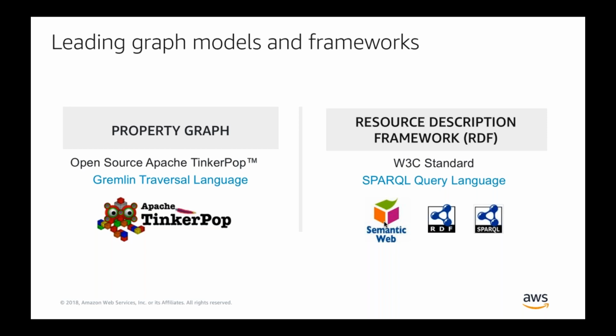It has a graph model called the Resource Description Framework, or RDF. It also has a declarative graph query language for RDF, called SPARQL. Whereas property graphs think of things in nodes and edges, RDF graphs tend to think of things in what they call triples: a subject, a predicate, and an object. Well, in theory, you can do almost any application with either model.